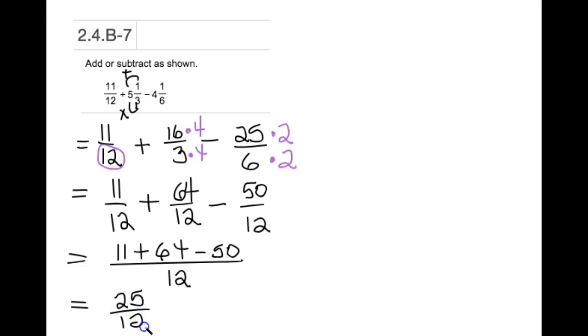over 12. And usually it'll accept that answer as long as that's reduced, but there isn't a common factor between 25 and 12, so that is reduced. We could also change this back into a mixed fraction, and it would be 2 and 1/12, because 12 goes into 25 2 times evenly, 24, and then we're left with a remainder of 1, and so that's the numerator of the improper fraction next to it.